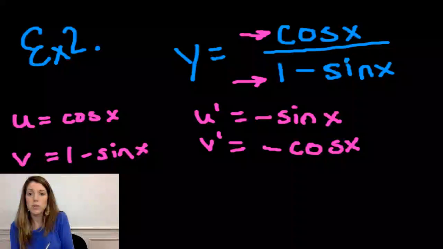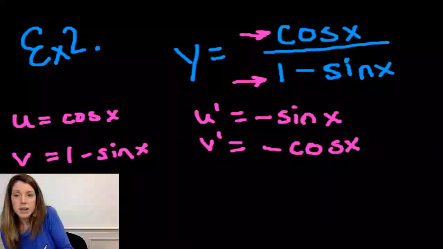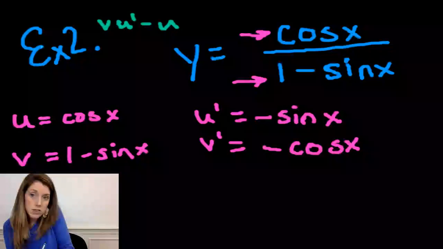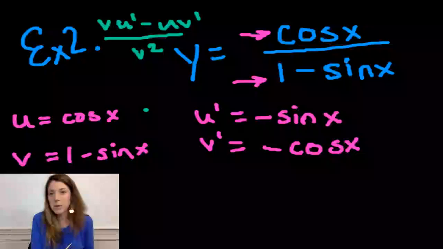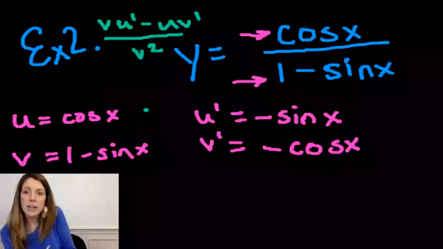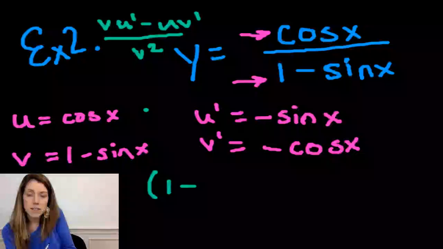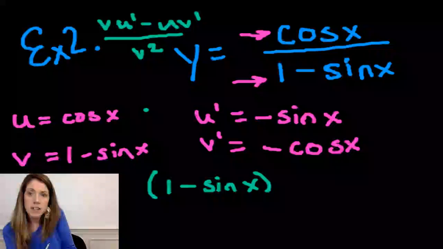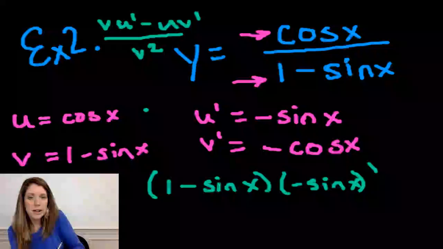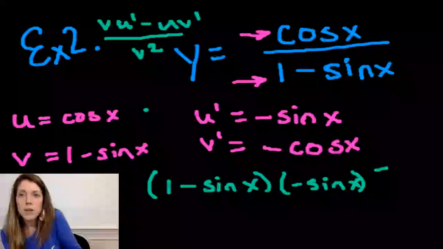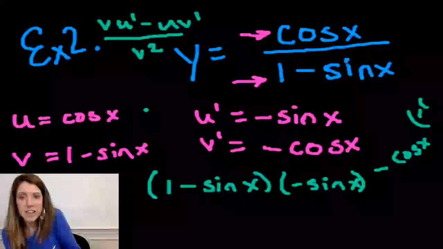We just need to plug it into what we know about the quotient rule, which is v u prime minus u v prime all over v squared, which you're probably getting used to by now. We've done that enough times. So plugging it in, we get 1 minus sine of x is v times u prime, which is negative sine of x. I can tell I'm going to run out of room here. Maybe I should, well, we'll try to fit it in. Minus u, which is cosine of x, times v prime, which is negative cosine of x.